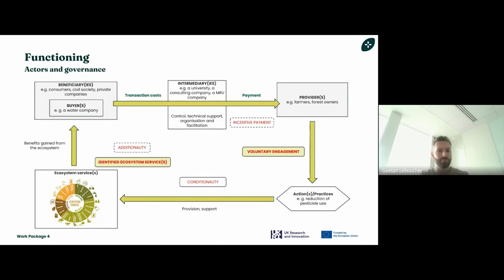So the provider here, that is the farmer or forest land owner, engages voluntarily in the implementation of practices. So it has the liberty to implement the practices or not. And then these practices are expected to lead to the provision or to the support of identified ecosystem services. That is the conditionality that is linked either to the implementation of practices or directly to the identified ecosystem service provided. And then this service offers benefits that are gained for the beneficiary or for the buyer when it is the same.